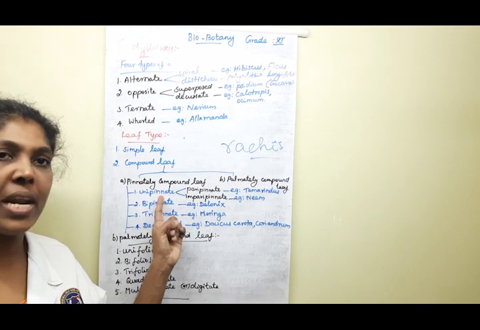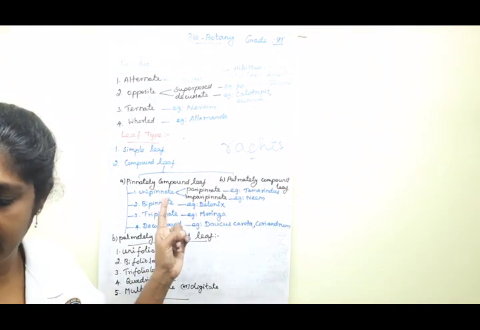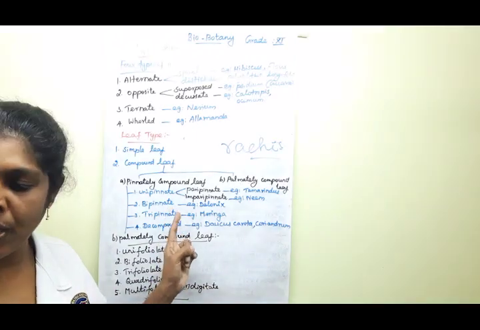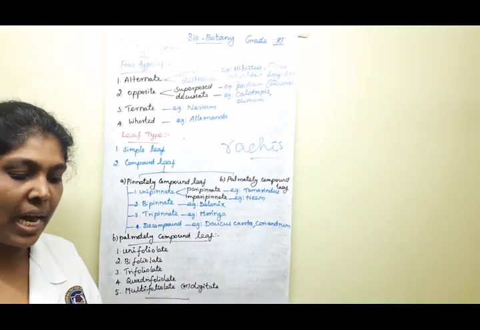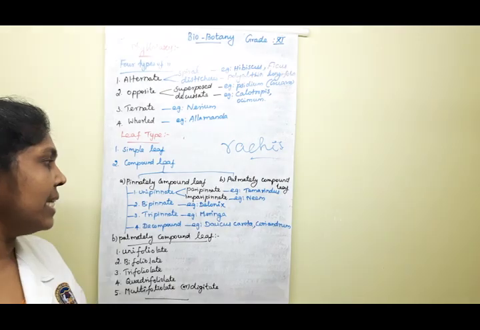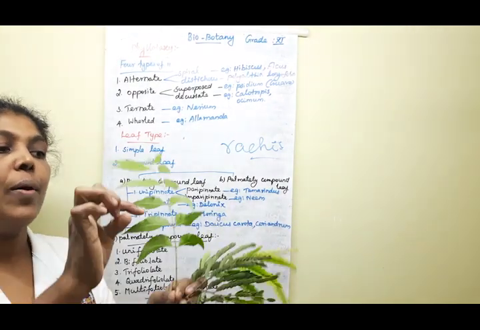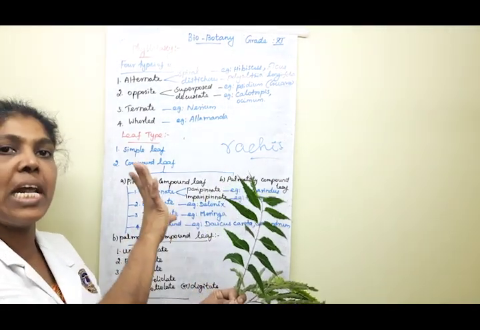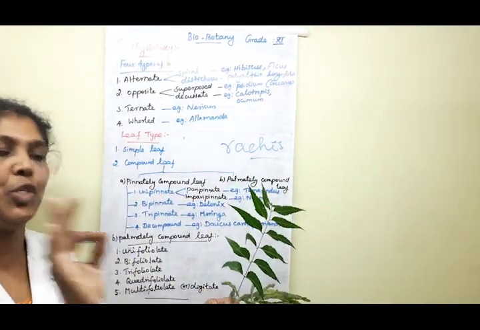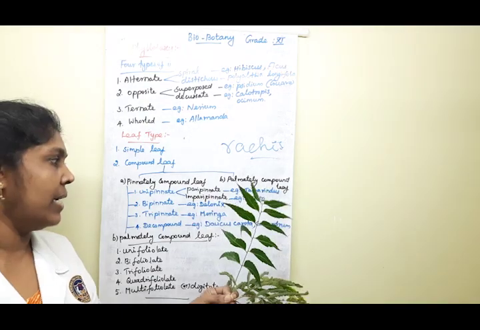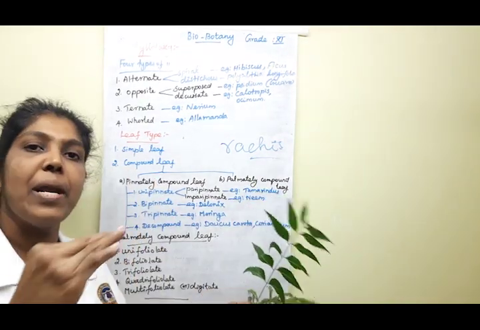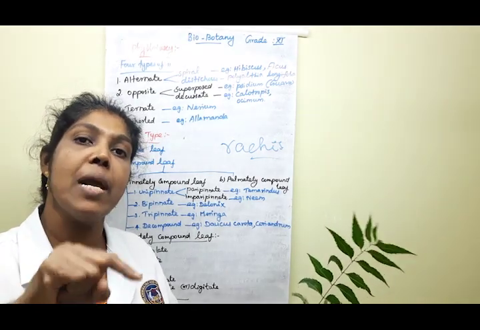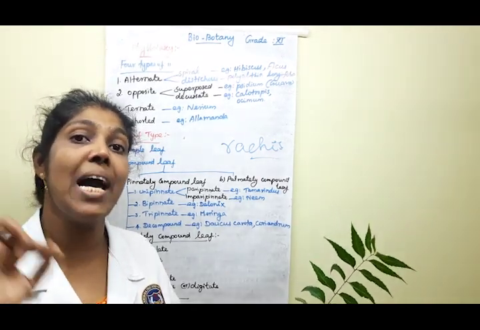Unipinnate means, as I already said, only one rachis is there. Clear? Only one rachis, on which small leaflets are present. That is known as pinnately compound, the same as unipinnate here. This unipinnate comes under two types, children. One is paripinnate and another one is imparipinnate.